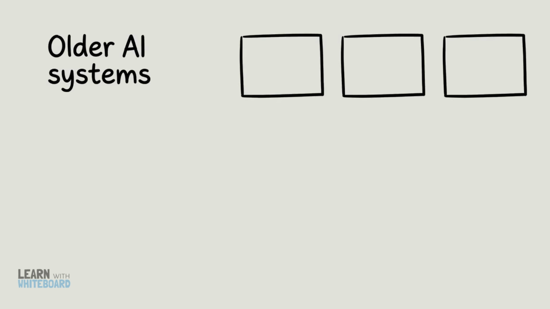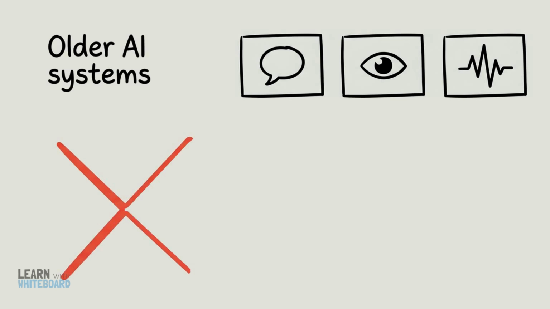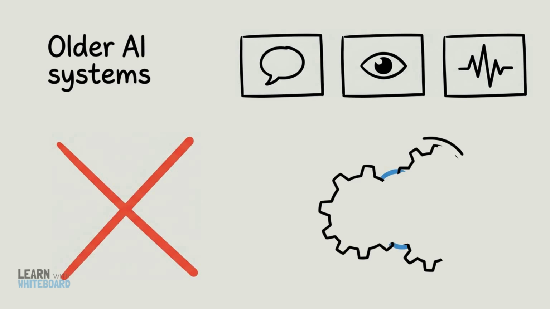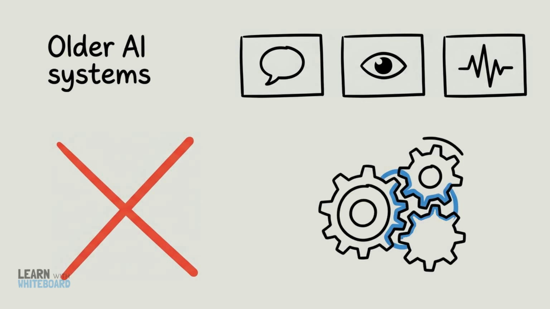Older AI systems were often built around a single task. One model handled language, another analyzed images, another processed speech. These systems could perform remarkably well on their own, but they didn't naturally connect information across different formats. Multimodal AI changes that by combining those abilities into one system.